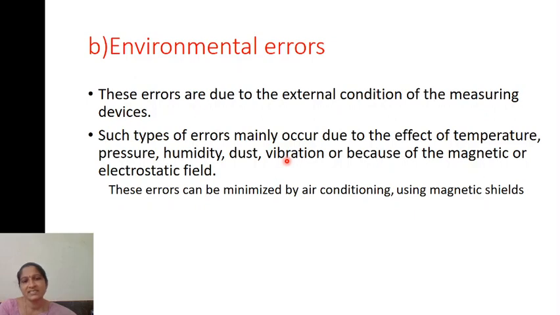Next, how are you going to minimize these environmental errors? These can be minimized by air conditioning and using magnetic shields. If you use the air conditioner, that means it is not dependent on the outside temperature. Like that you can also use magnetic shields so that any magnets nearby will not have an effect on the pointers. So like that you can minimize these errors.